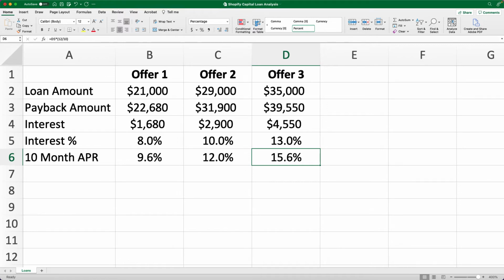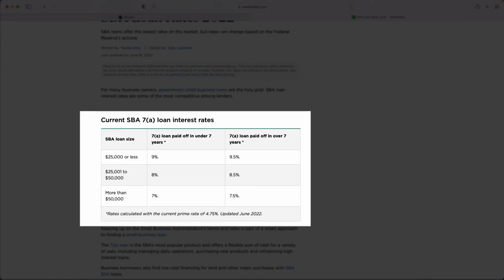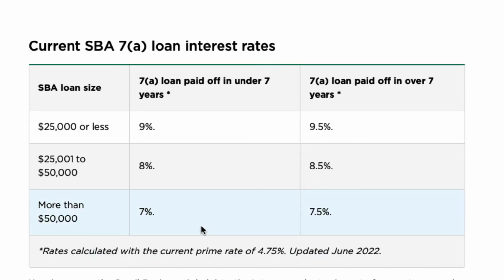Let's take a look at and compare these rates to what we're seeing right now, which is July 2022. All right, let's compare these rates, which are around 9 to 15% APR, to, say, an SBA loan. Again, this is being recorded June, July 2022. You can see that SBA loan rates are 7 to 9%, or 7.5 to 9.5%. The difference is the length of the loan and the amount of the loan. So these are definitely cheaper loans.